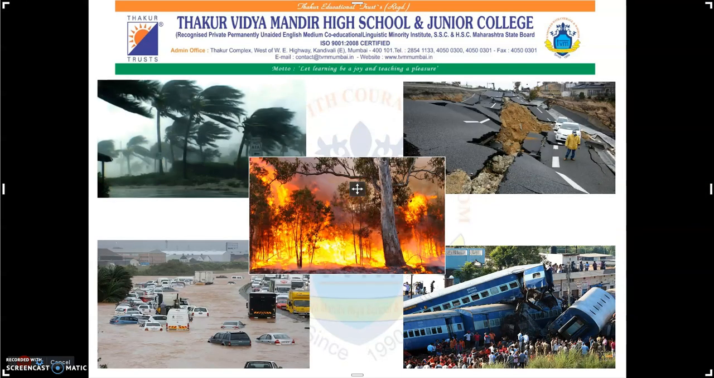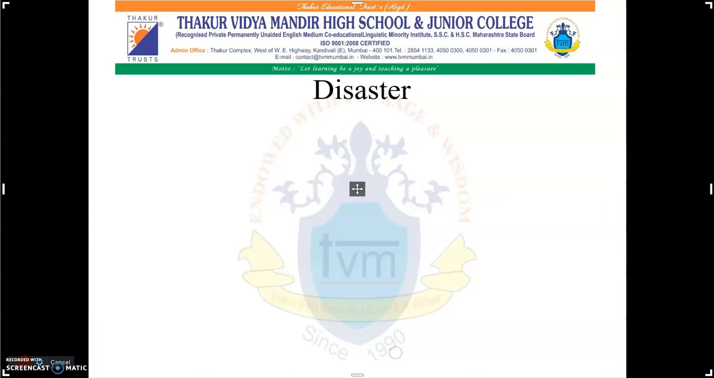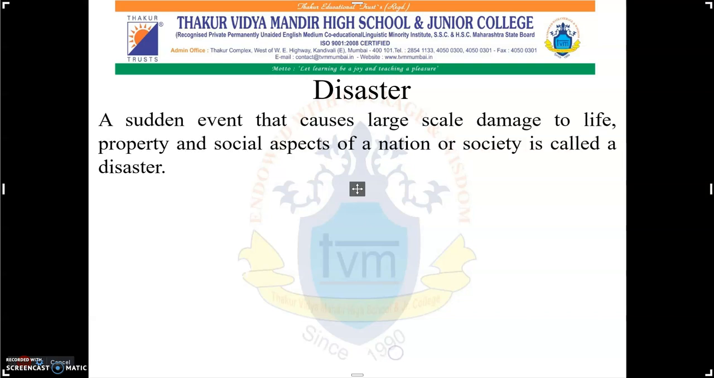These pictures show different types of disasters that you have already learnt in your previous standard. And they are storms, earthquake, floods, accident, and fire. Now, let us quickly recall what is a disaster. A sudden event that causes large-scale damage to life, property, and social aspects of a nation or society is called a disaster.